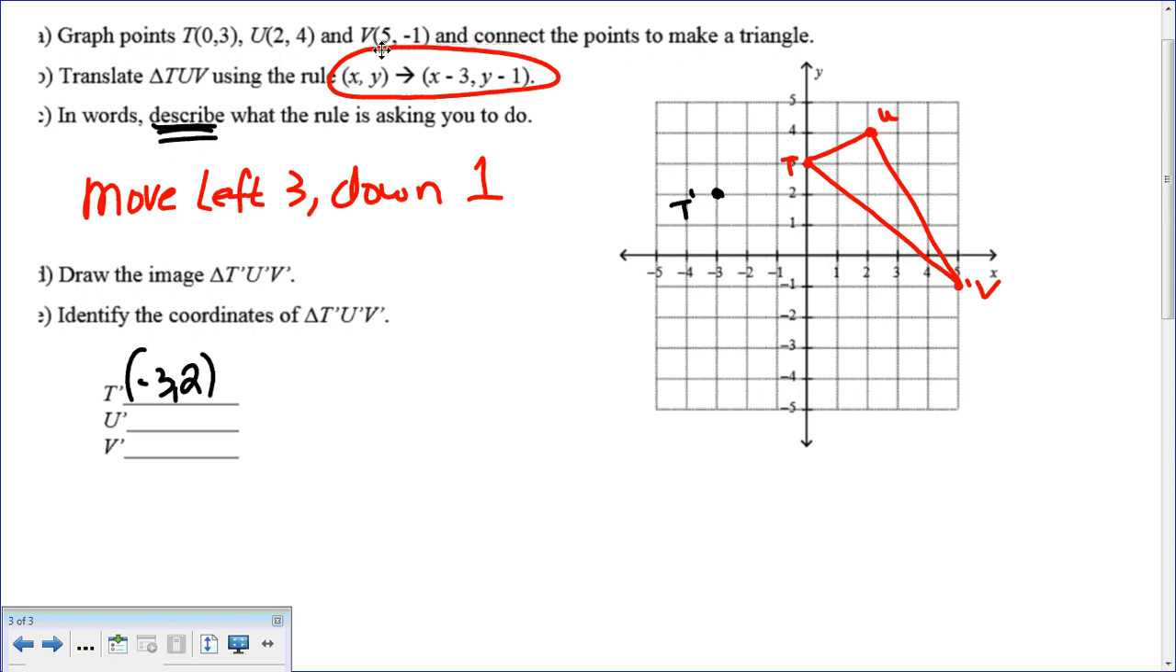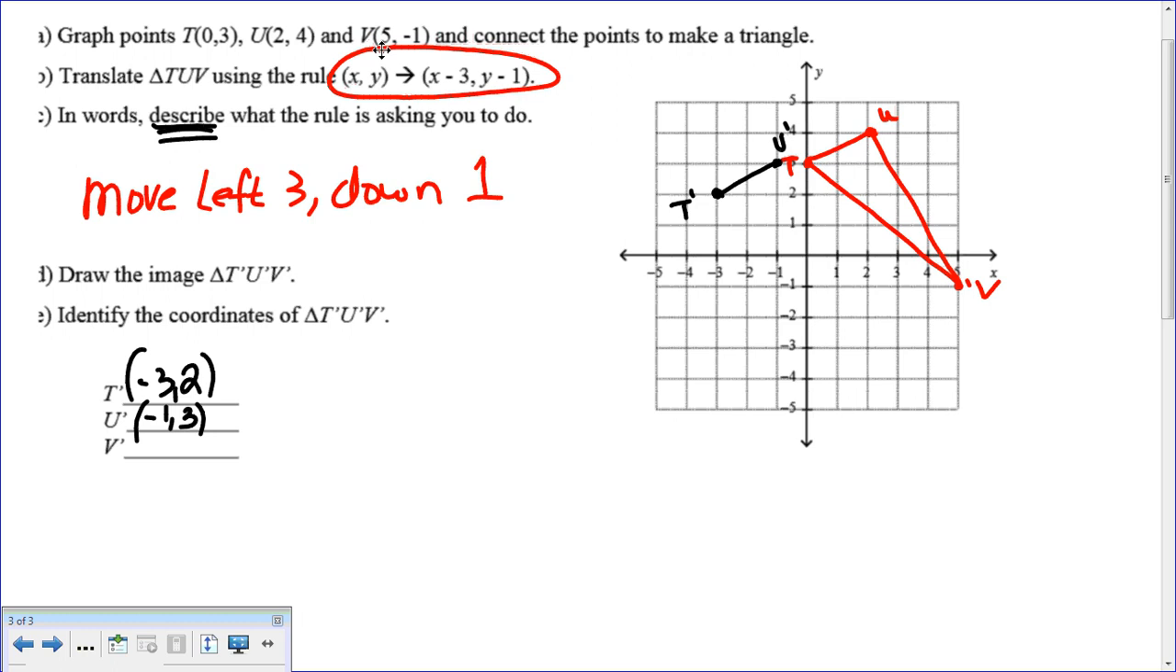What about image U? Where's that bad boy going to go? Somebody different. Jordan, where's the image U going to go? Negative 1, 3. Very good. And negative 1, 3 is right here. So you can see it's pretty slight, sliding over to the left, right?